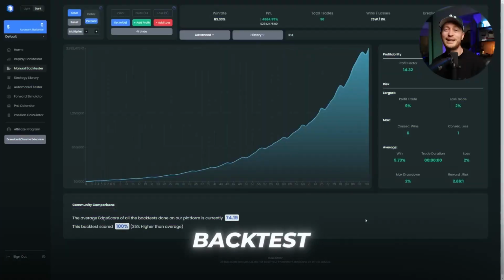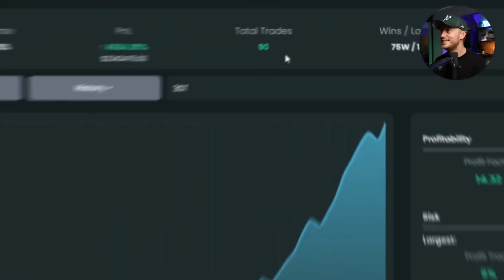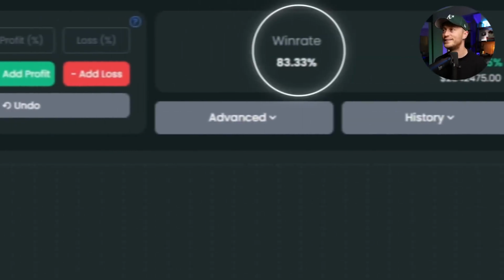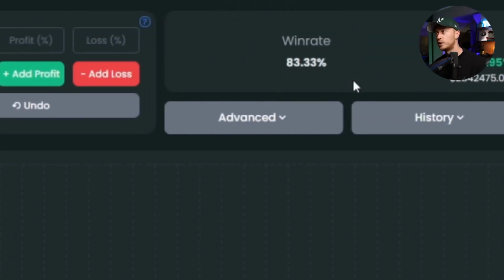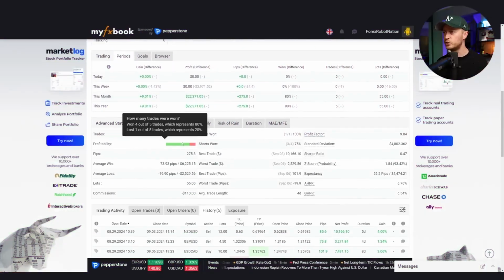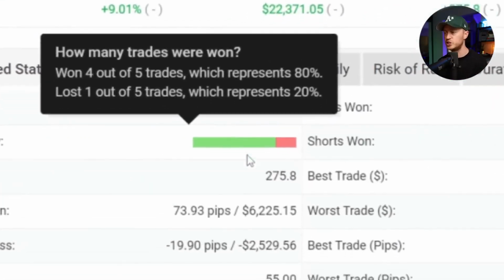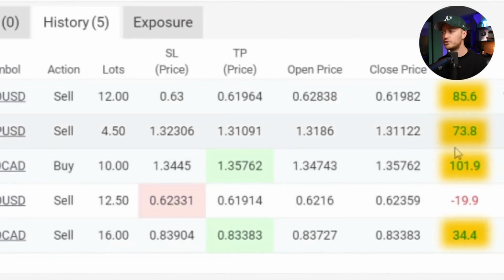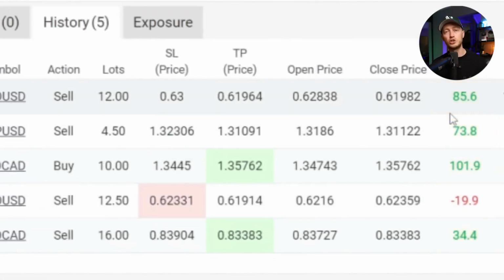And if we go into my back test from the week, you can see I tested 90 trades in recent market conditions, hit an 83.3% win rate, P&L over 4,600%. And if I scroll down here, you could see I won 4 out of 5 positions, trades for 34, 173, and 85.6 pips for an incredible 2 weeks using 3 swing trading strategies.